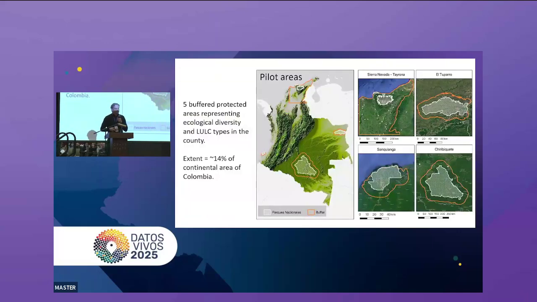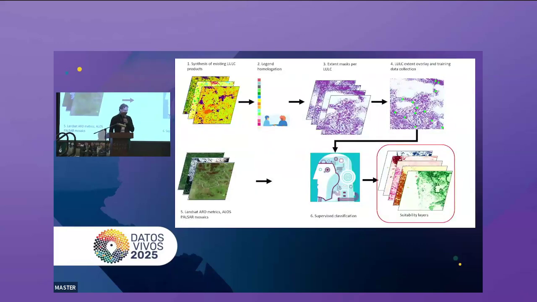So what we wanted to know is how we can help automating some of this process, and we will work in 4 pilot areas that were selected with people from the National Park System, because these areas represent the variability of environmental conditions and land covers in the national system of protected areas.